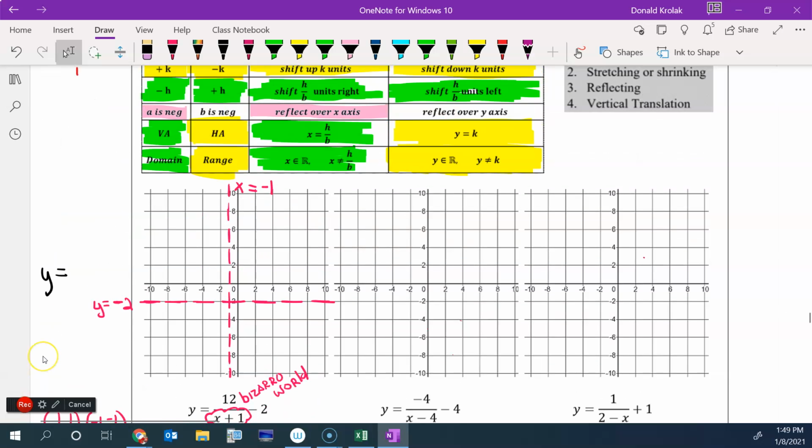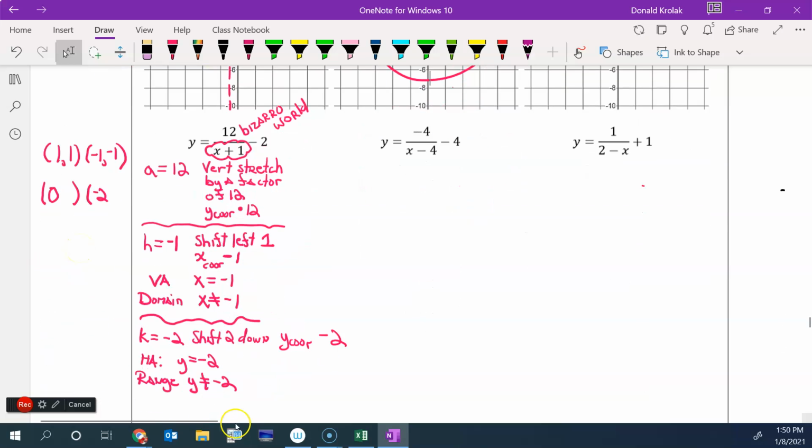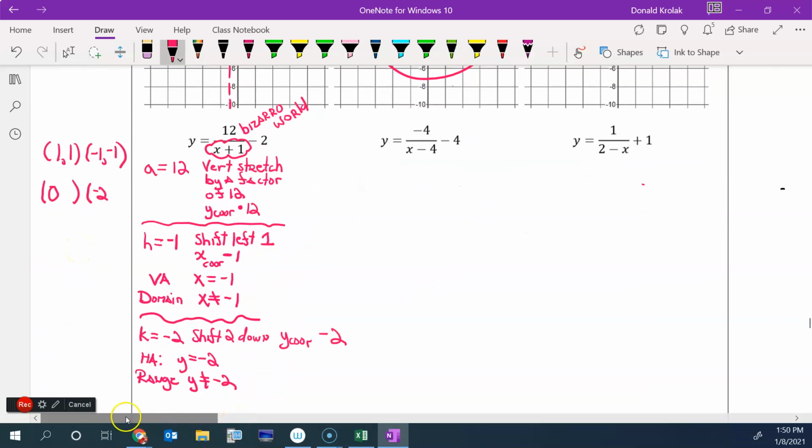Because the parent function of this goes through 1, 1 and -1, -1. The parent function of this graph is 1 over x. That's what it looks like. So when you're graphing these, you take these 2 points and do these different things to them, and that tells you where the new points are.